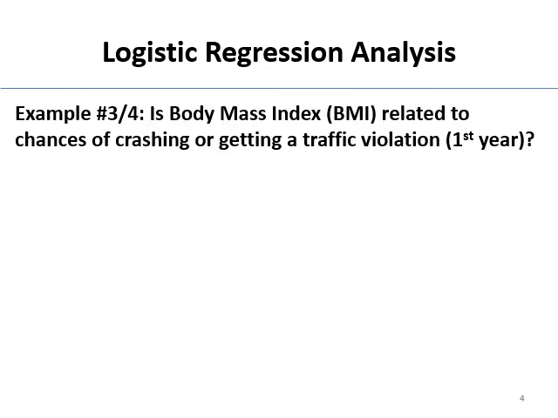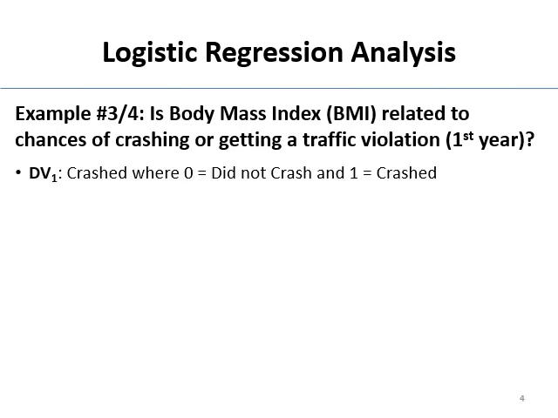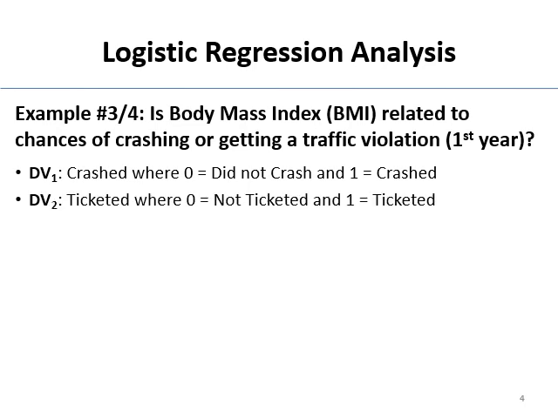How about a third one? Those first ones kind of seem like you can do with linear regression. So how about this? Is body mass index, that is BMI, related to your chances of crashing or getting a traffic violation during your first year of licensure? Your dependent variable is did not crash 0, crashed 1. Your second dependent variable is whether you got a ticket or not. 0, you didn't get a ticket, 1, you got a ticket.